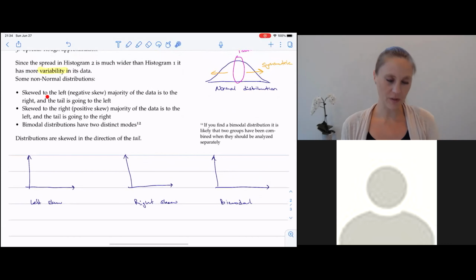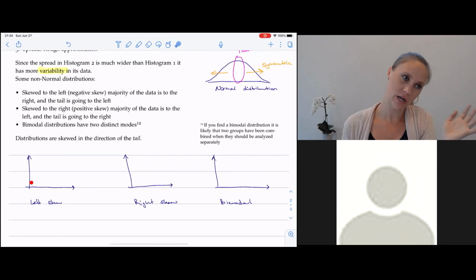So if it's skewed to the left, meaning you have a negative, so you could say left or a negative skew, either way, it's in this direction, in the negative direction, or towards the left. Whichever you prefer, it's fine.